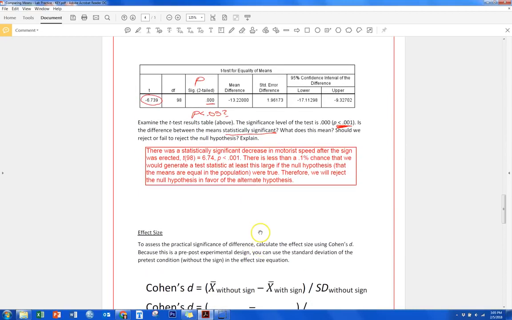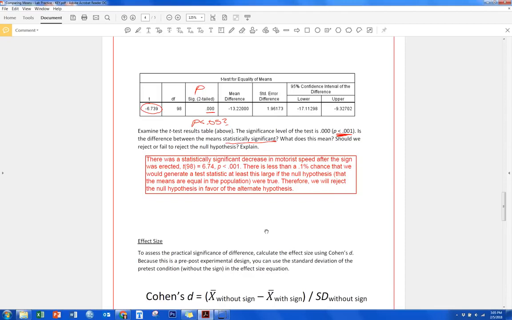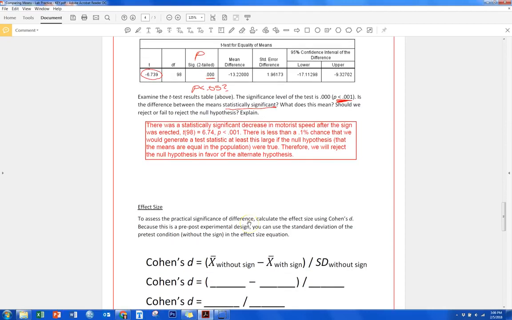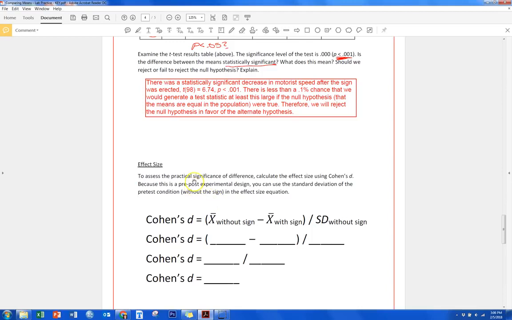Now, the next question: does this difference matter? We talked about 13 miles per hour. It seems like a lot. We looked at it relative to the standard deviation, although we kind of eyeballed it. In this next section, we'll look at it more precisely. We saw that it dropped the speed from above the speed limit to under the speed limit on average. But let's be more technical and talk about the effect size. To assess the practical significance of the difference, yes, they went slower, but does that matter? Calculate the effect using Cohen's d.